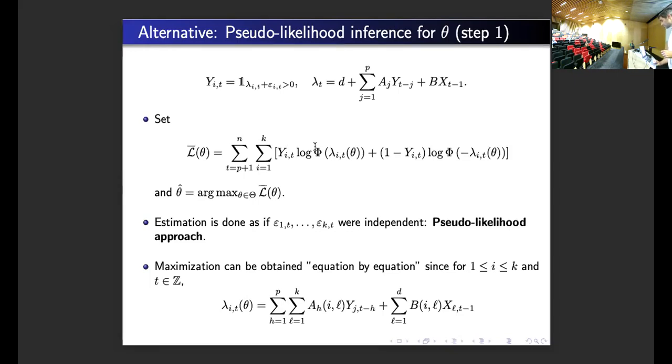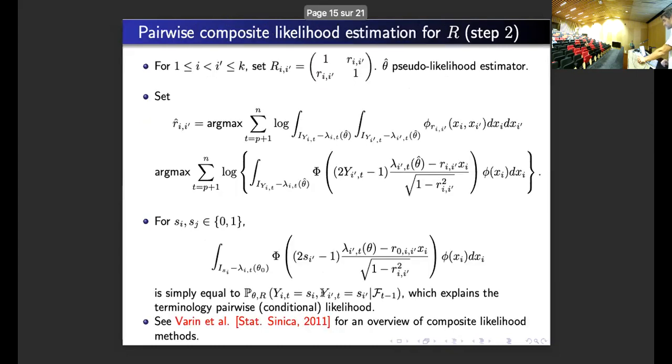What is nice here is that when you look at this kind of equation, the coefficients involved in the different equations, that is across the index i, are not the same. So you can estimate all the coefficients separately, or the lines of the matrix separately. So you have what we call equation by equation estimation. It is very fast to estimate the parameters using this approach. In the second step, we simply plug in the pseudo-likelihood estimator of the first step.